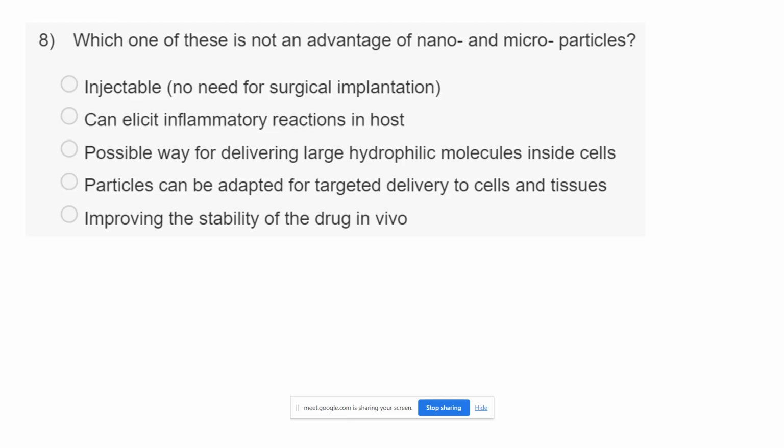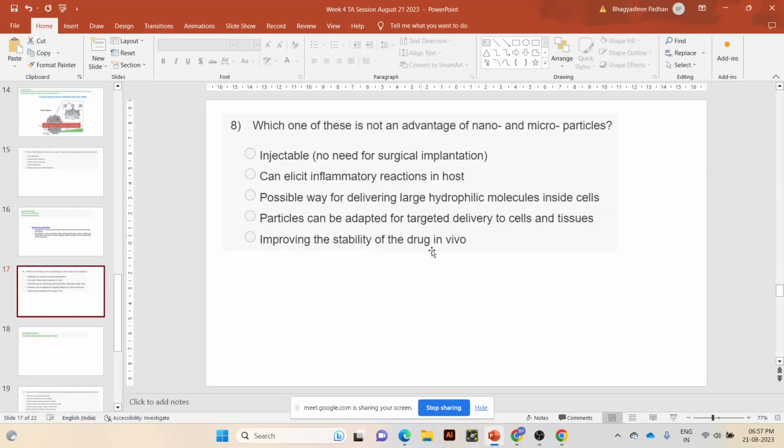The next question is, which one of these is not an advantage of nano and microparticles? Injectable, that is no need for surgical implantation.